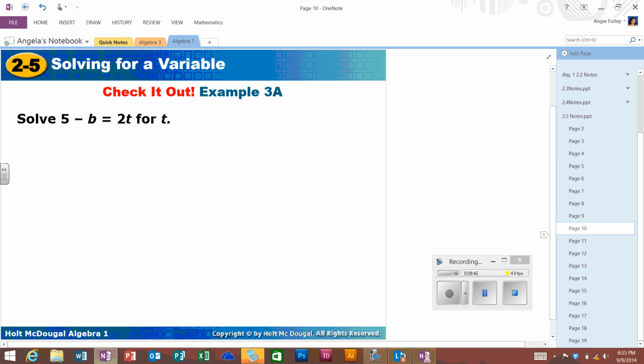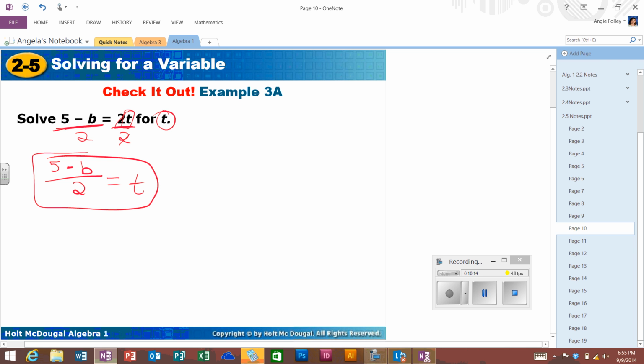Okay, another one. 5 minus b equals 2t. Solve it for t. Well, here's t. What's being done to it? It's being multiplied by a 2. So the inverse operation is to divide by 2. Now here comes the trick. You need to divide this whole side by 2 so that your final answer, there's my t on that side, is 5 minus b over 2. Okay?